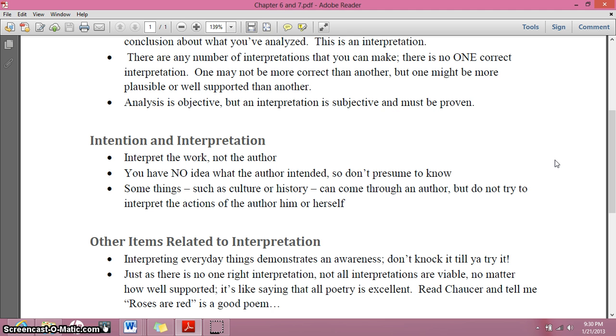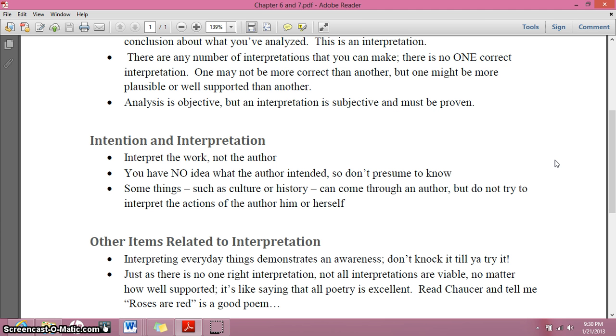I can hope so. Anyway, just as there's no one right interpretation, not all interpretations are viable. Okay? That means that just because you think something doesn't make it true. You have to support it. You have to do your job, and some are going to be really weak. So weak that they're just not there. Okay, I hope that makes sense.